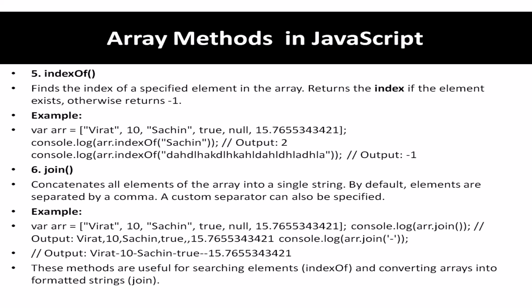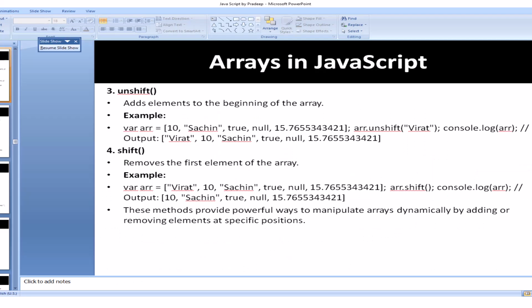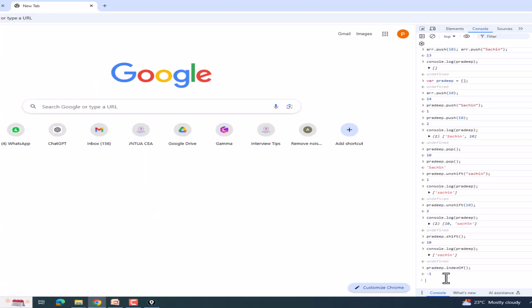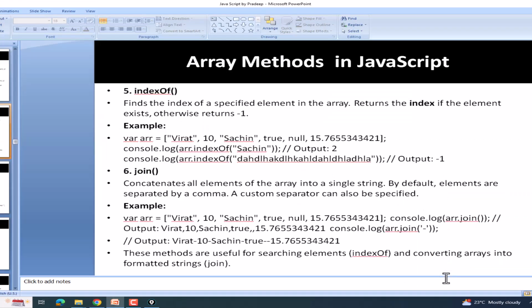Next, array methods. The next one is indexOf. Basically it is used to find the index of a particular element. It returns the index if the element exists, otherwise it returns -1. If you consider this one, it returns -1.